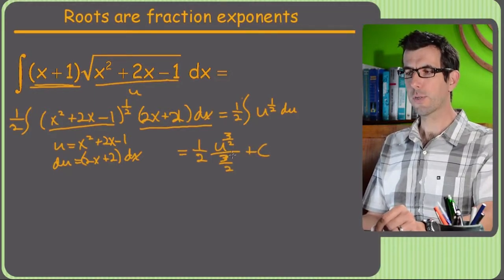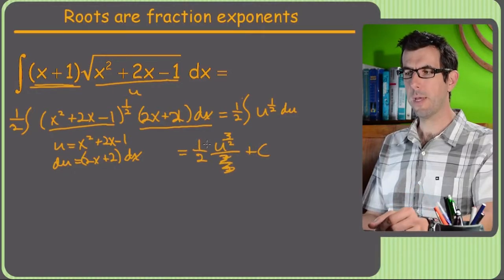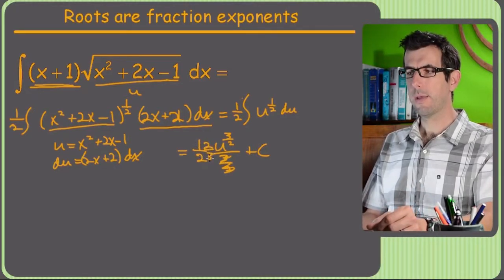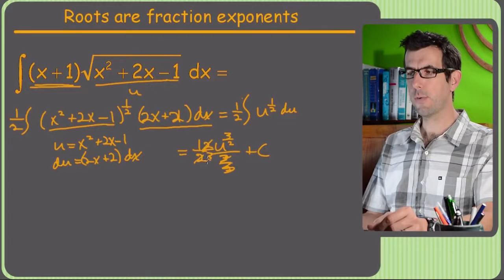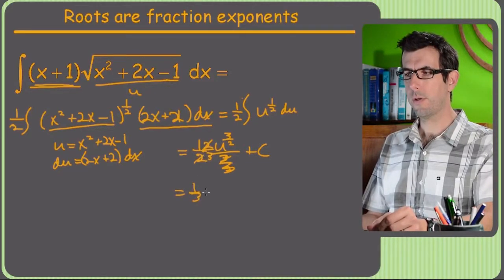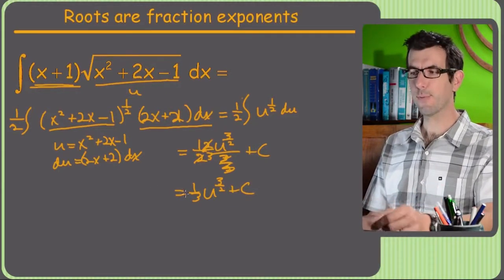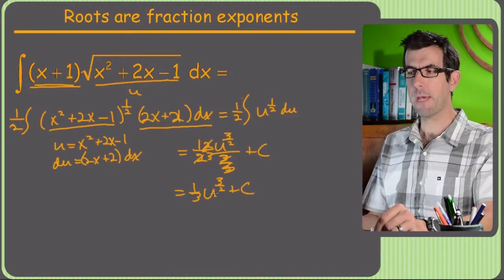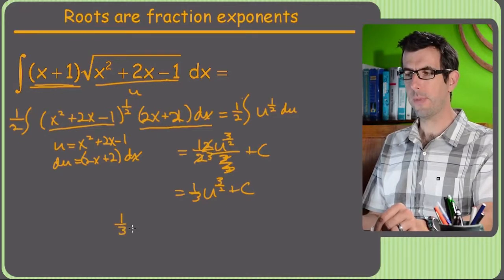plus c. Of course we've got a lot of exponents we can combine here. Dividing by 3/2 is really the same thing as multiplying by 2/3. And the 2's will cancel, so we end up with 1/3 u to the 3/2 plus c. But we're not done yet. We've got to sub back in for u. So we'll get 1/3 times u, which is x squared plus 2x minus 1, all to the 3/2 power, plus c.